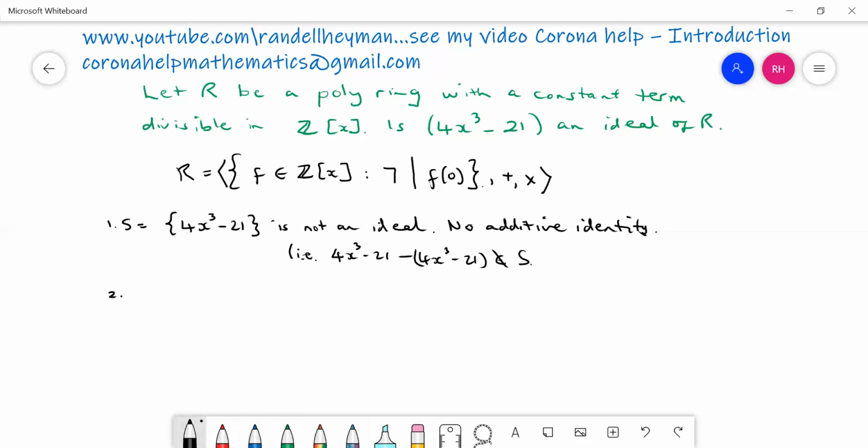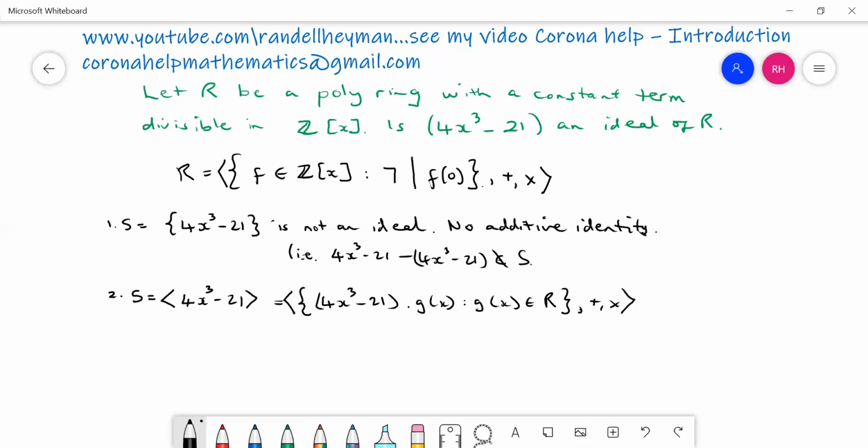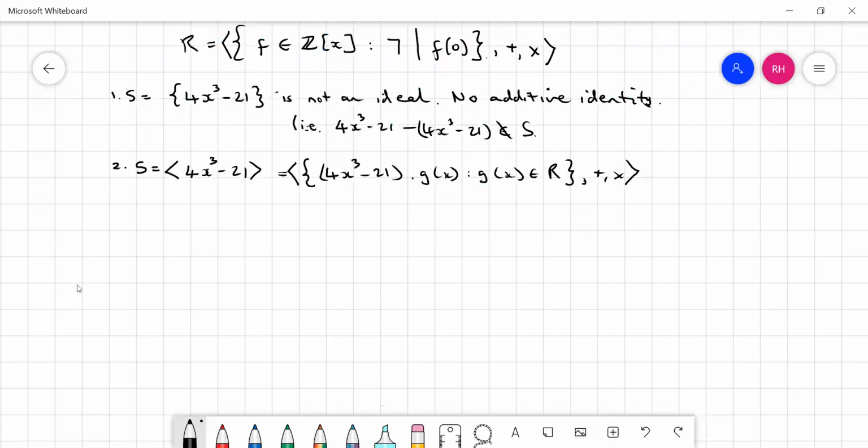Now, the next thing is the normal notation for what I think the writer wanted. It is acceptable to do what he wrote, but this is normally the best. This is the set, or the ideal, generated by 4x cubed minus 21. So that is equal to the set of 4x cubed minus 21 times g of x, where g of x is an element of R, that ring. So it's all multiples of 4x cubed minus 21. And I suppose we could put, once again, addition and multiplication as the 2 binary operations. Now, this is called a principal ideal, which gives away that it's an ideal.